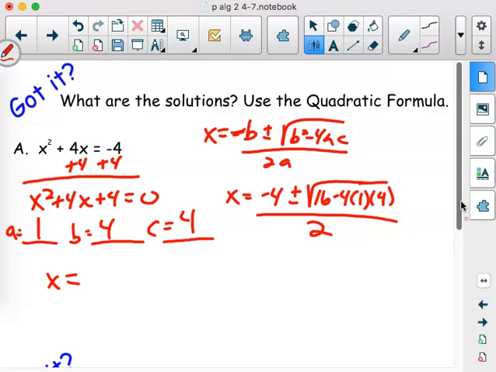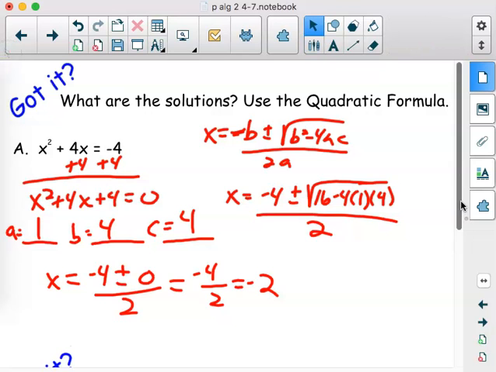Let's figure out what's under that radical. 4 times 1 is 4 times 4 is 16. Hey, that's going to be 0 again. And again, we realize adding and subtracting 0 isn't going to do anything. So this is really just negative 4 divided by 2, which is negative 2. So this is another parabola that if we graphed it, is going to come down and it's going to hit the x-axis and bounce off. So it gets to count as 2 answers.